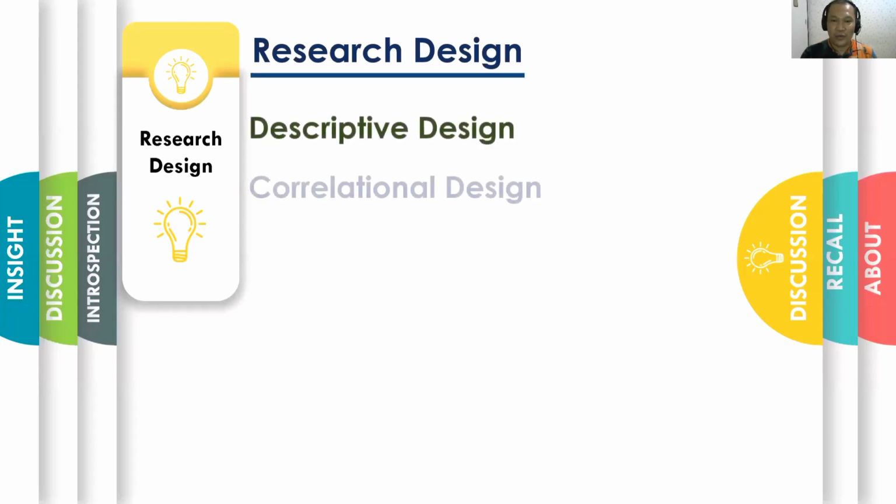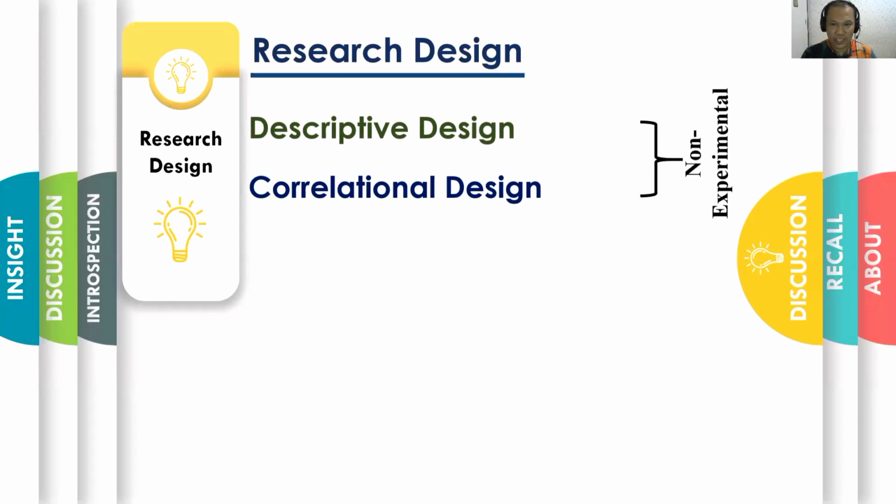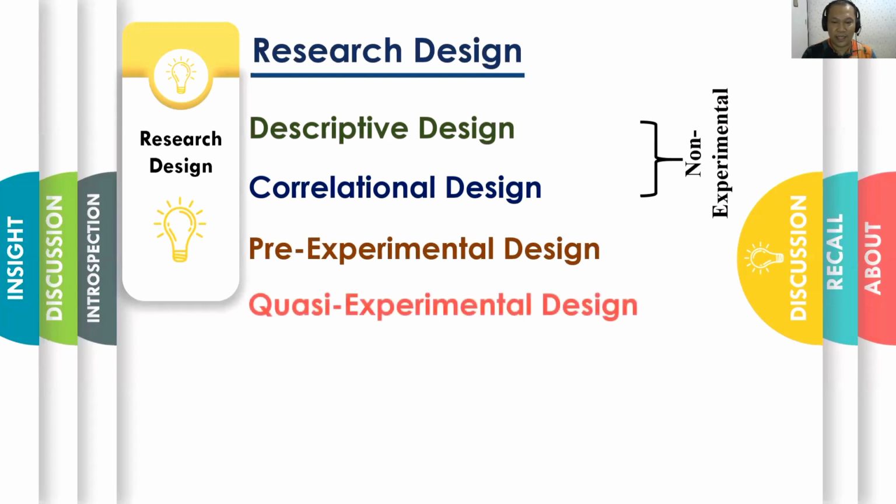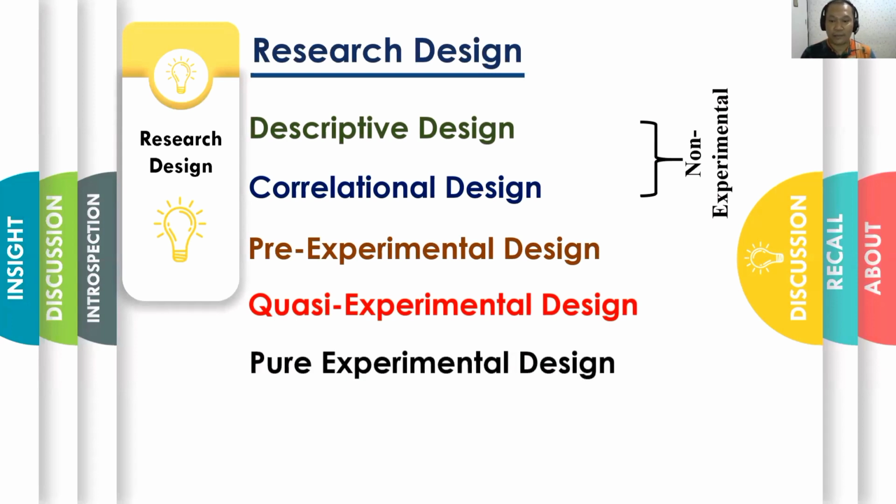Okay, now we do have here descriptive research design and correlational design. These are under non-experimental research design. And then we do have pre-experimental design, the quasi-experimental, also known as the causal comparative research design, and we have pure experimental design. This is under the experimental design.